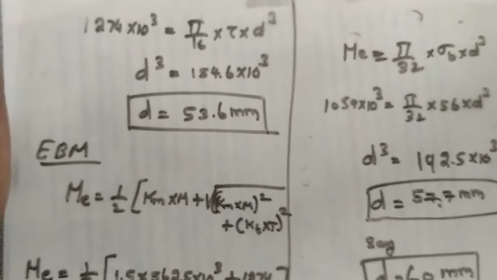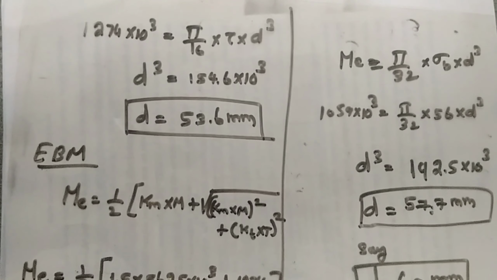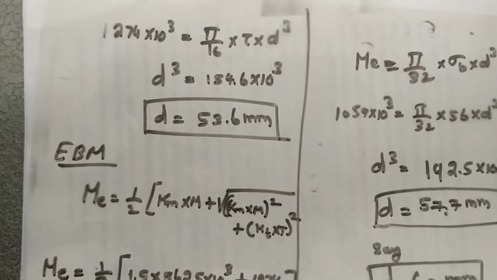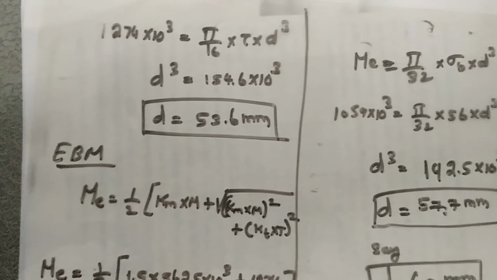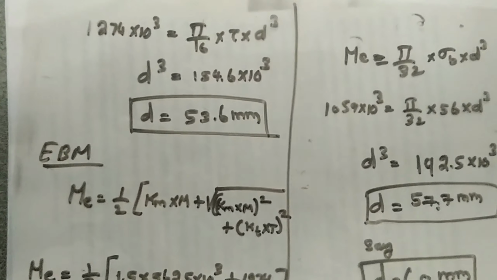So in this way, we have calculated the size of the shaft. First we focused on bending moment and twisting moment. Then we discussed gradually applied load.